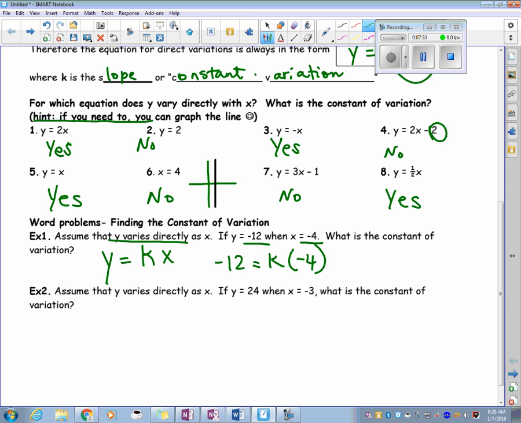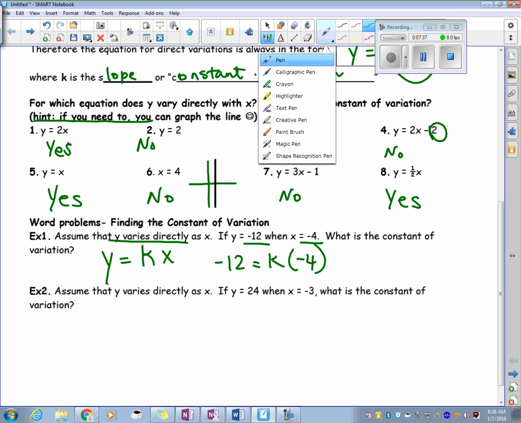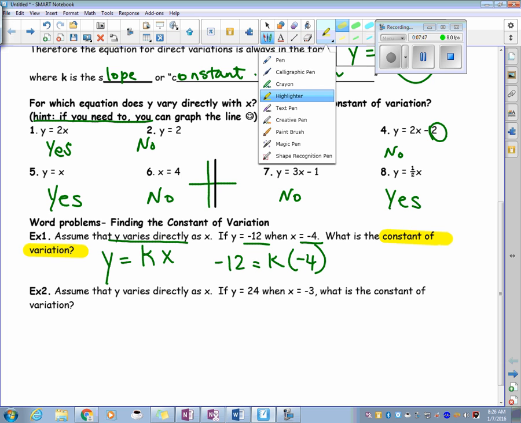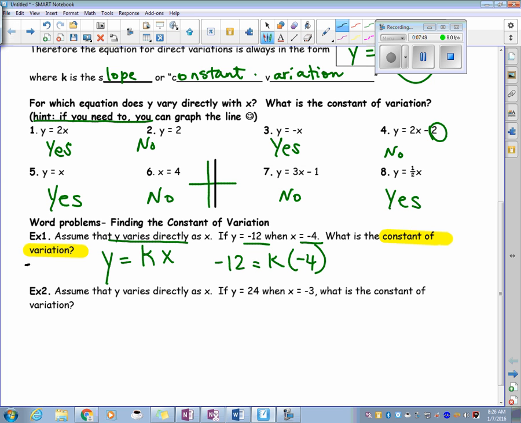Highlight this, if you would, or underline it. The constant of variation is the slope. So they're asking you to find the slope. That's what they're asking you to do. Constant of variation is the slope.